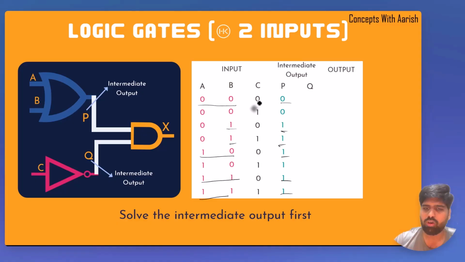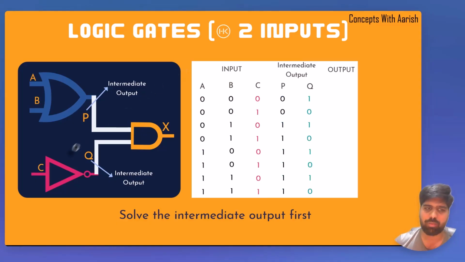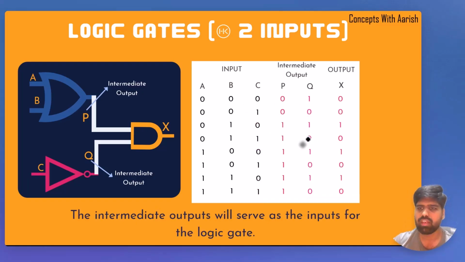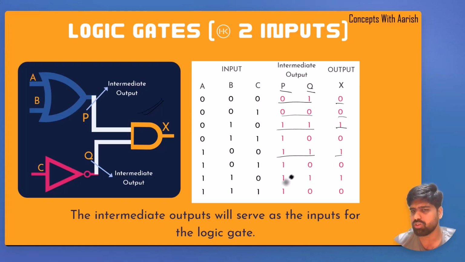Now for the C input, it's simply the opposite of Q. It's a NOT gate, so it will just flip it: 0 becomes 1, 1 becomes 0, 0 becomes 1. Now at the end they apply the AND gate. For the AND gate, we know what we have to do. We look at P and Q: if both of them are 1, then it will produce 1, otherwise it will produce a 0. So 0 1 will produce a 0, 0 0 automatically produces a 0, but 1 1 will produce a 1. Again, 1 1 comes here to produce a 1, and both are true, so it gives you a true here as well.